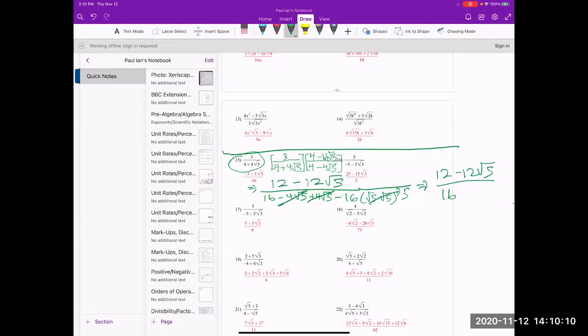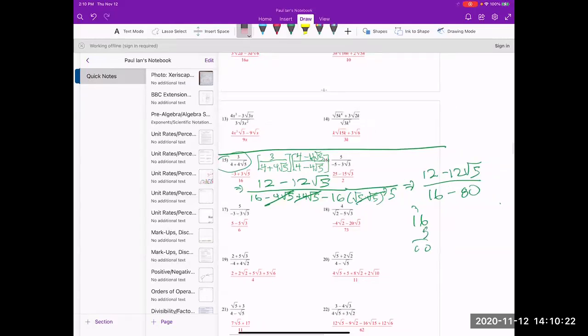So 16 minus 16, that's 0, 3 times 80. Wow, this one doesn't look good because it's such a big number. So 16 minus 80. So I'm thinking that's 50. No, 60, 64. Yeah, 64. So this is minus 64.